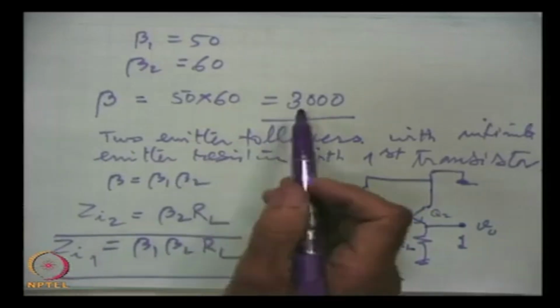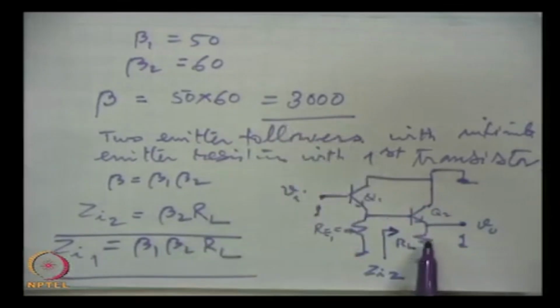In the above example, if RL is 1 kilohm and this collective beta, which is the product of the two, is 3000, then from 1 kilohm it will show an input impedance of 3 megohms. Very high impedance. So sometimes Darlington pairs are used to achieve very high magnitudes of input impedance.